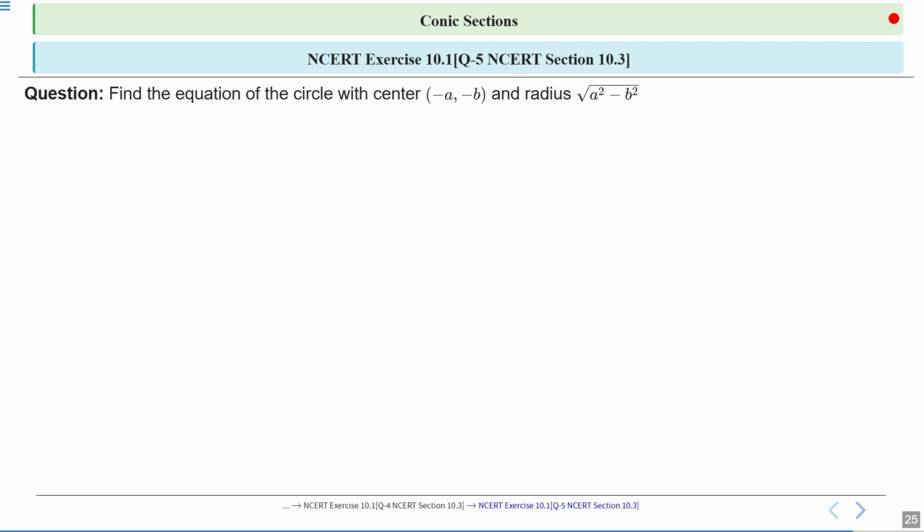In this question, we have to find the equation of the circle with center (minus a, minus b) and radius square root of a square minus b square. First of all, try it yourself. You have 30 seconds to try to solve this question. After that, we will solve this question.